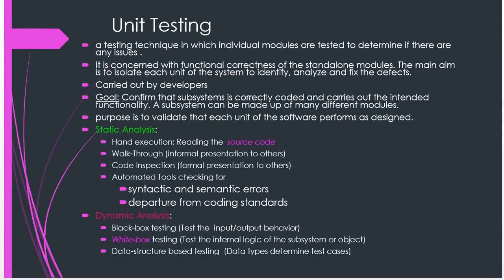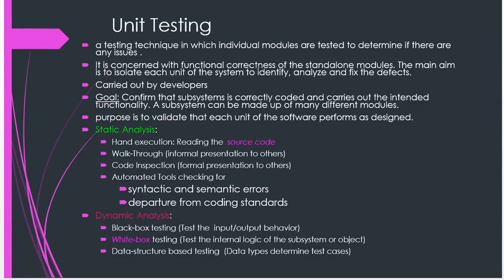So as you do your unit tests, you can either use static analysis or dynamic analysis. Under static analysis, you're basically looking at the code or the source code that has been programmed and checking if it actually is done right and is doing what is expected. So you can have a code walkthrough, a code inspection, or you can have some automated tools that you can use which can help you check for syntactic as well as semantic errors.